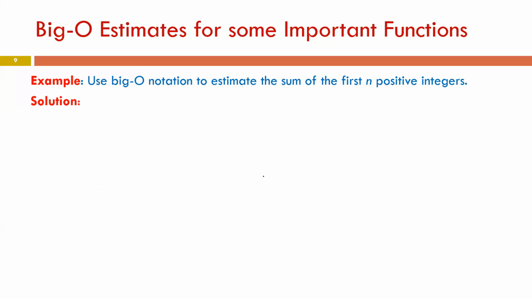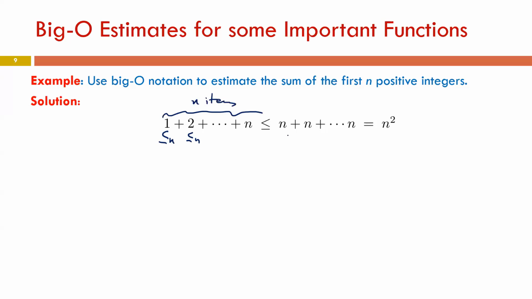For example, if we have the sum of the first n positive integers, 1 plus 2 plus up to n, here again we can say that 1 is less than n, 2 is less than n, all terms are less than n. So we can have this upper bound: the sum of n, how many times? Here we have n terms. So n plus n plus n, n times, is n times n, so it's n squared. So we can say that the sum of the first n positive integers is big O of n squared. Asymptotically, it grows no faster than n squared.